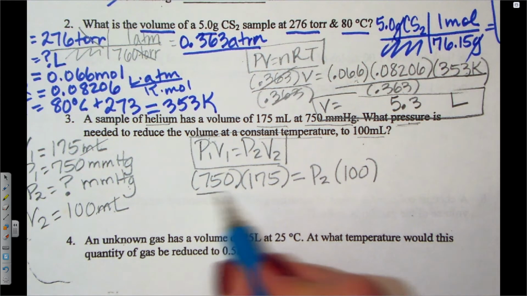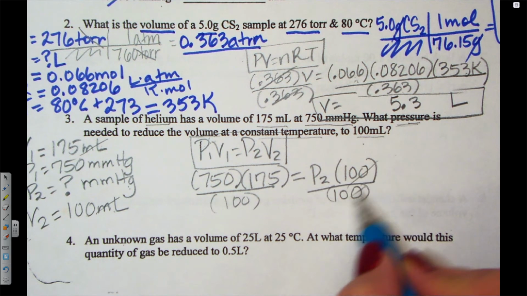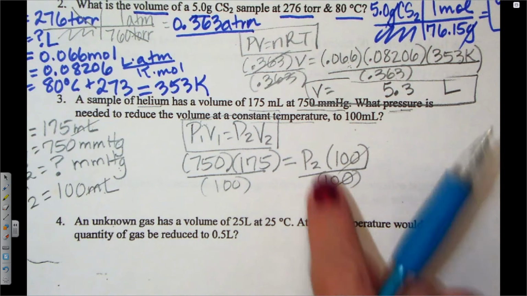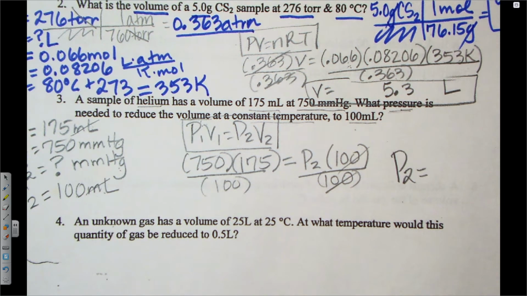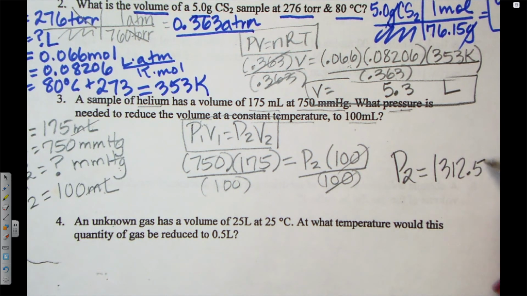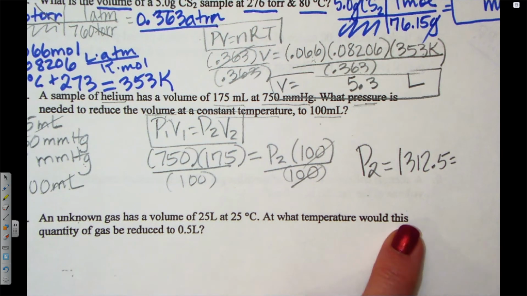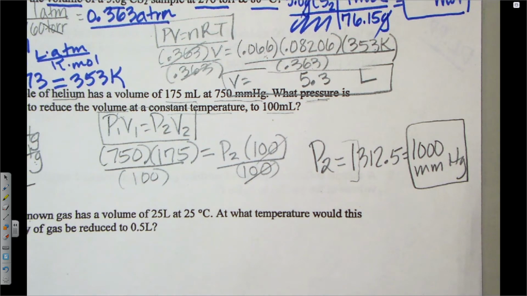Divide both sides by 100. And that cancels it on this side, and that's going to isolate the variable we have here, P2, your second pressure or your new pressure. My calculator gives me 1312.5, but we just said we need only 1 sig fig. So we're going to round it right here. That means we're going to round it to 1,000 millimeters of mercury. You only need one sig fig, so 1,000 millimeters of mercury is your answer on number 3.